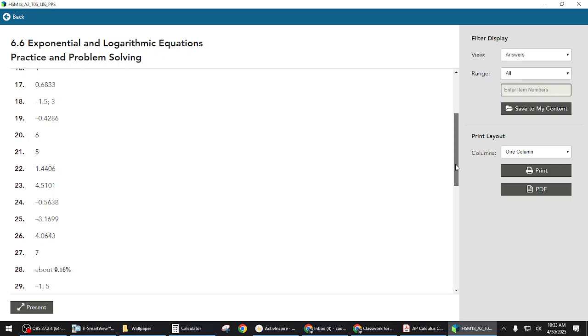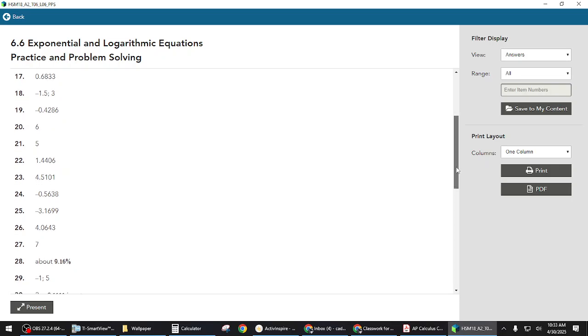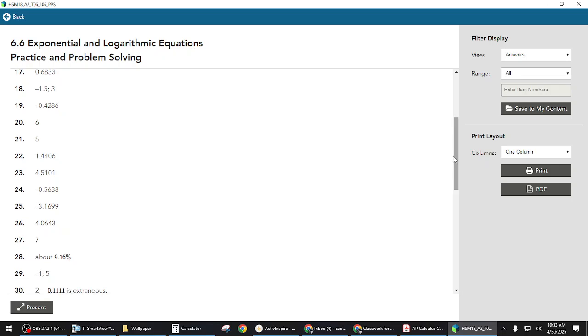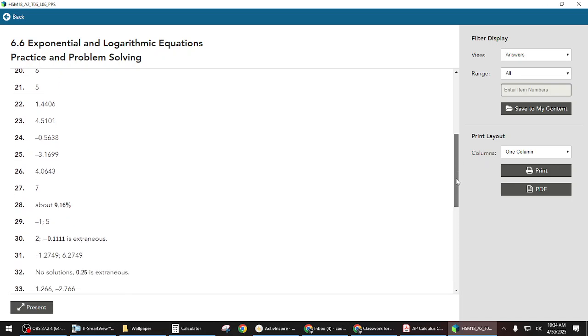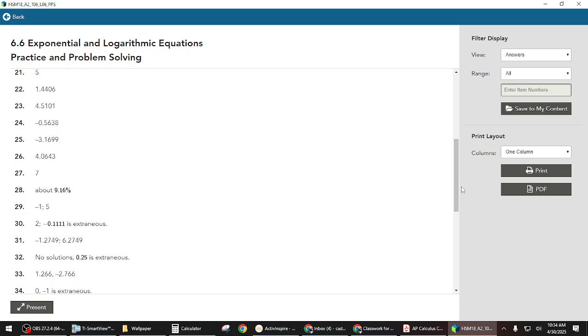23, 4.5101. 24, negative 0.5638. 25, negative 3.1699. 26, 4.0643. 27 is 7. 28 is about 9%.